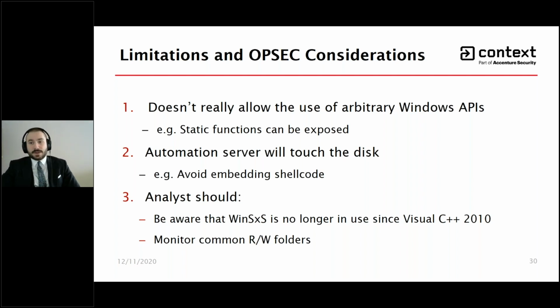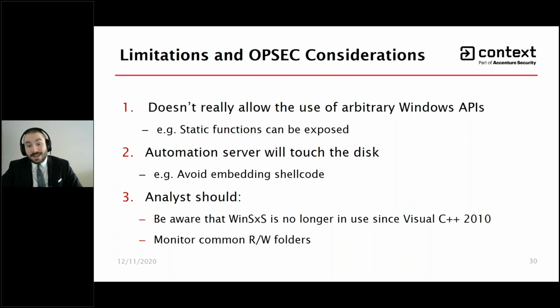Now, in terms of operational security consideration, it's important to note that the automation server will touch the disk. Even if you are fetching it from a remote location, like a WebDAV location or SMB, it will touch the disk, because you're going to need to load it through side-by-side assembly loading through activation context. So you must avoid known signatures as much as possible. You must avoid embedding shellcode directly into it or having static strings, because otherwise you're going to carry signatures that will then be used by defenders to catch it.